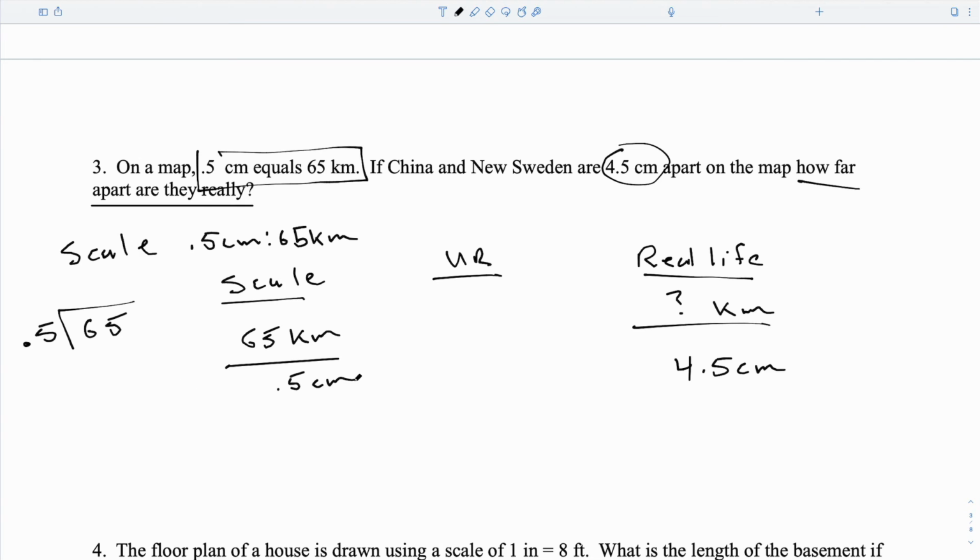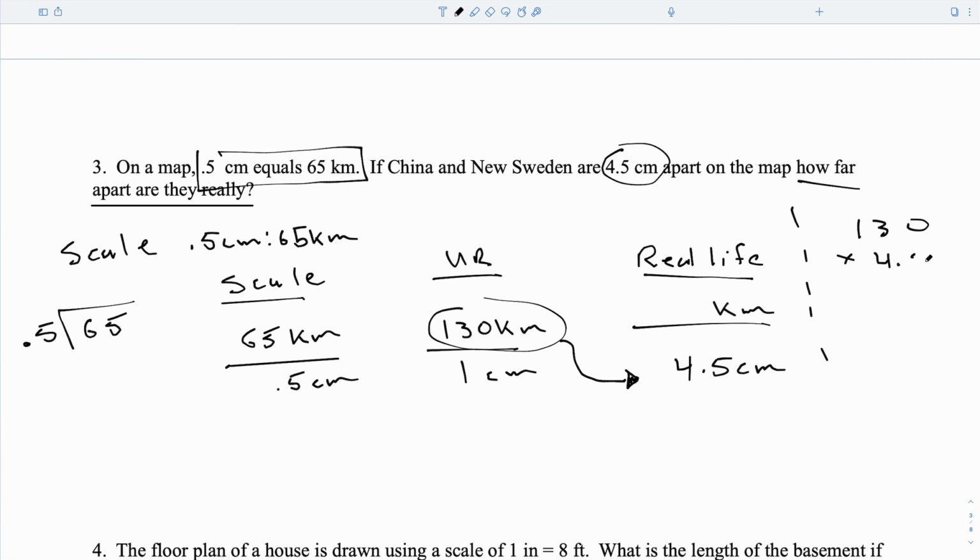Okay, so if that's our unit rate, there are 130 kilometers in 1 centimeter with this scale, this drawing they did on a map. Well, what do I do with that 130? I multiply it because I can multiply anything by the unit rate to find an unknown value. Well, 130 times 4.5 looks like it's going to be my answer.